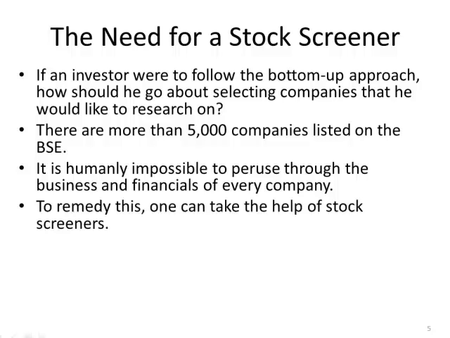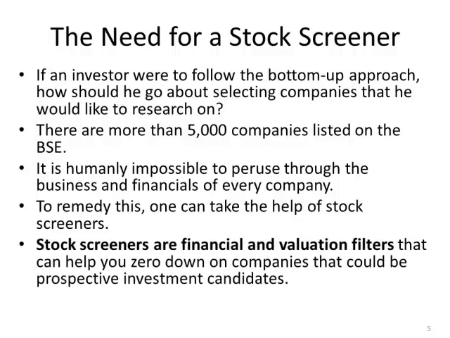In order to remedy this problem, we use what is called a stock screener. A stock screener is something we use to filter down this large list of companies into a more manageable number of companies. Stock screeners are financial and valuation filters, and these help you zero in on companies that could be prospective investment candidates. Essentially, you take this big list of 5,000 companies and narrow it down to a much smaller list based on some financial and valuation filters.